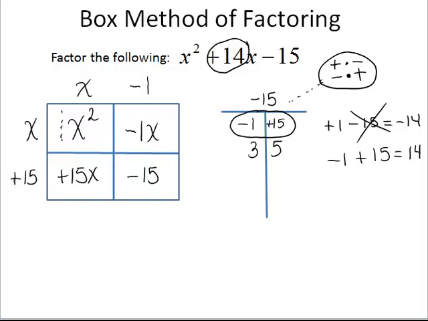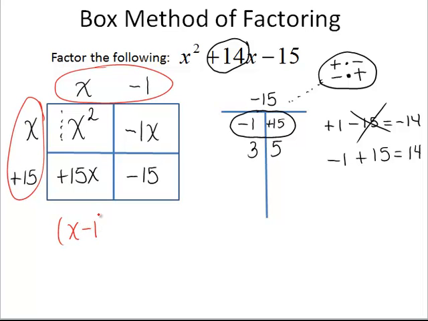So now I have factored my trinomial here, and these are my sets of terms. So my answer becomes x minus 1 times x plus 15. Again, you can FOIL out your answer to double check that this multiplies to give you x squared plus 14x minus 15.